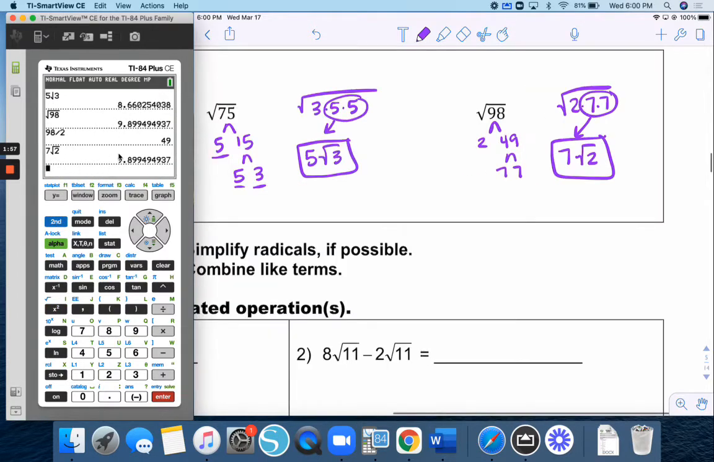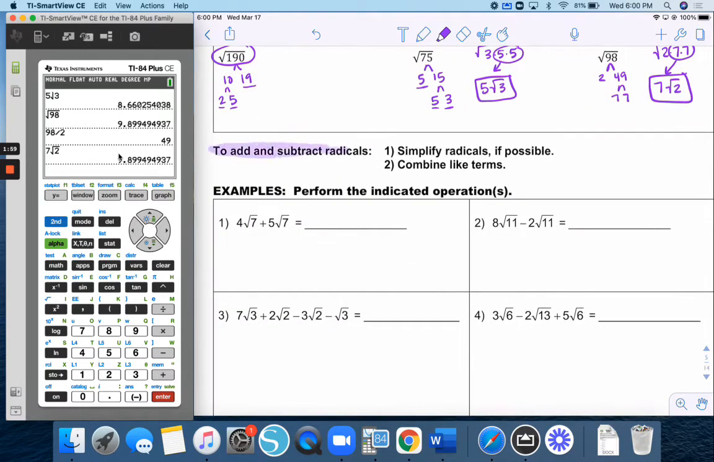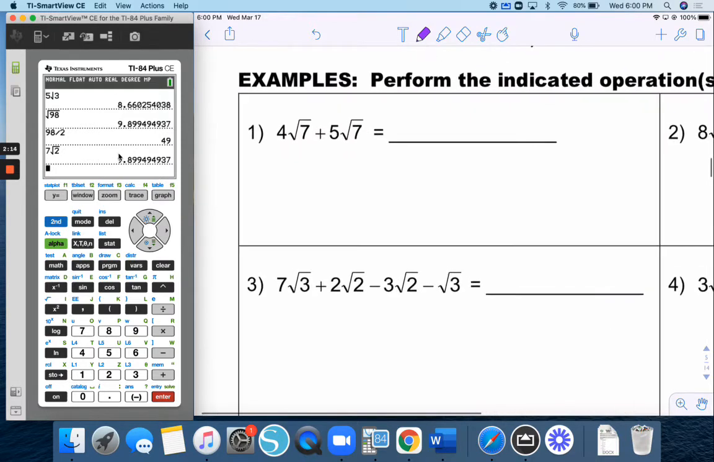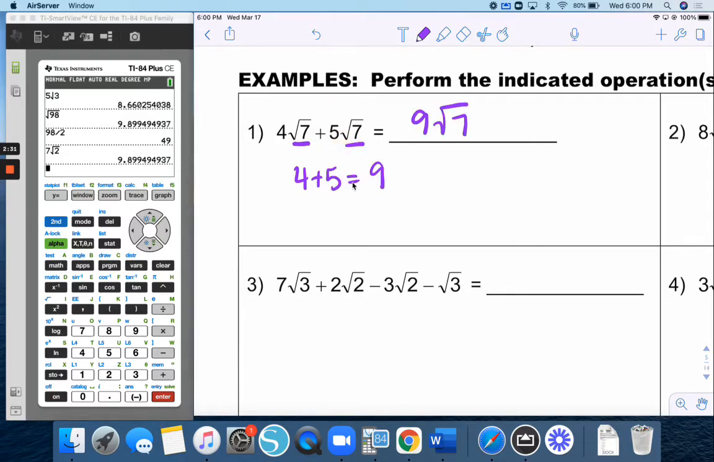Okay, so our steps are listed right here. In order to add and subtract radicals, you simplify if possible and then combine like terms. What that means is they have to be the same square roots in order to combine. So for example, number 1, we have 4 square roots of 7 and 5 square roots of 7. Because these have the same square roots, they're both square roots of 7, we can add the numbers in front. 4 plus 5 is a total of 9. So all in all, we have 9 square roots of 7.